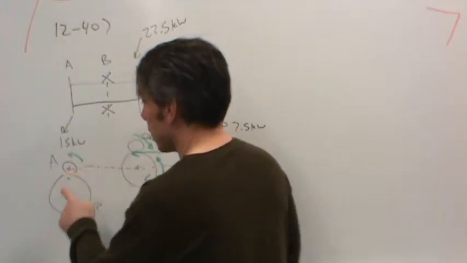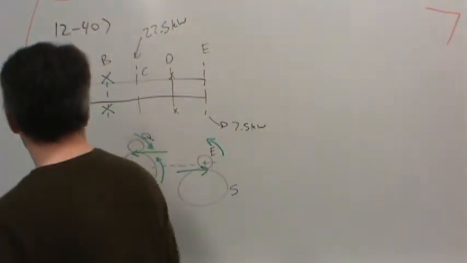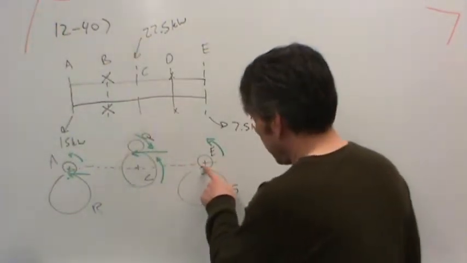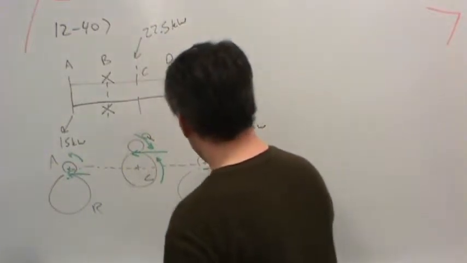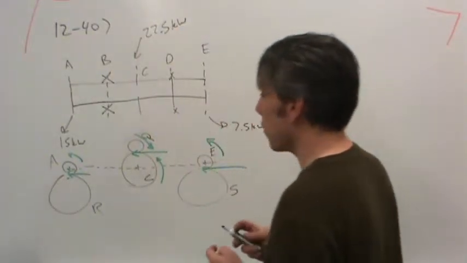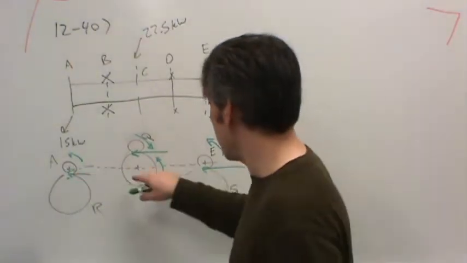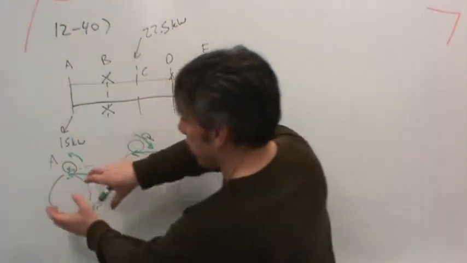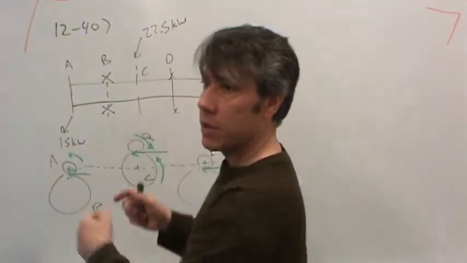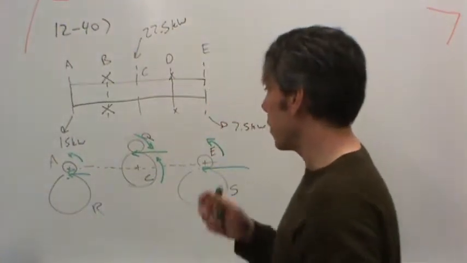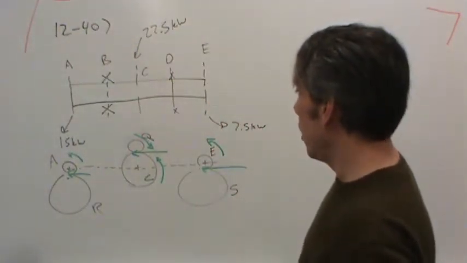Now, here's where it can become confusing as well. Notice there's another difference here. It just so happens that all the forces are to the left on A, C, and E, but if your R were above instead, that would change the direction as well. So, thank you guys for keeping me straight. Okay.